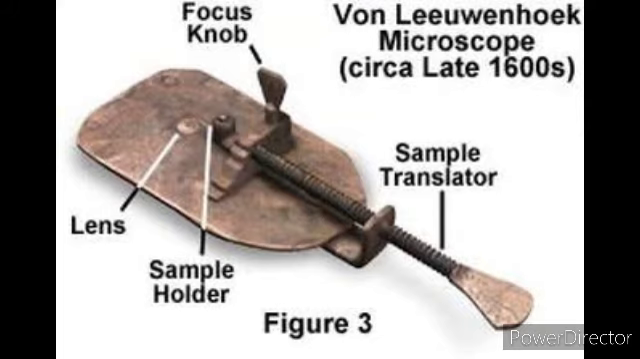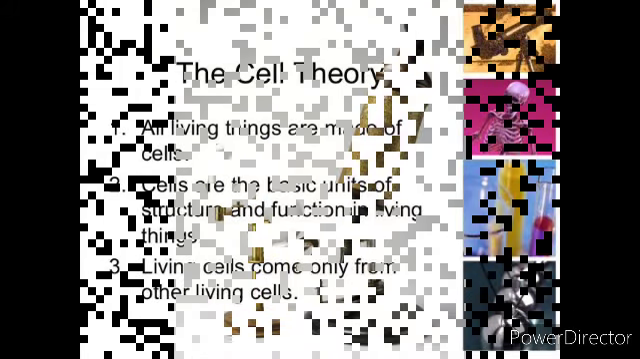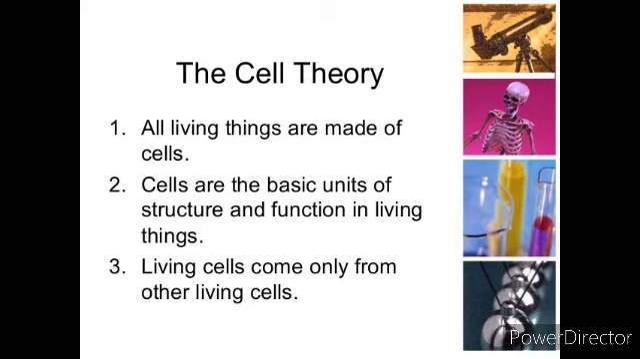Antony van Leeuwenhoek was the first person to discover the simple microscope, and Robert Hooke was the first person to coin the word cell. The cell theory explains that every living organism is made up of one or many cells. The structural unit of all living organisms is the cell. The functional unit of all living organisms is the cell. And last, all cells arise from pre-existing cells and not spontaneously out of nothing.